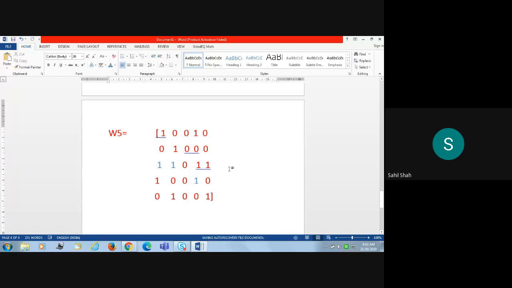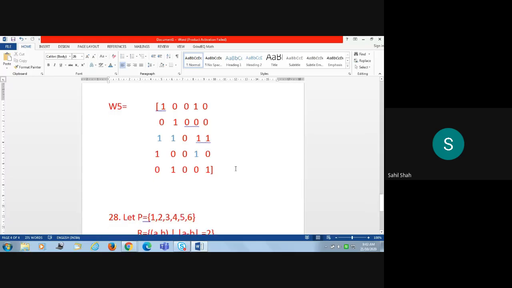Are you ready? So you have to tell me what is the final R closure. You should not write this is the final R closure. You should write it in terms of relation. What is the transitive closure of R?